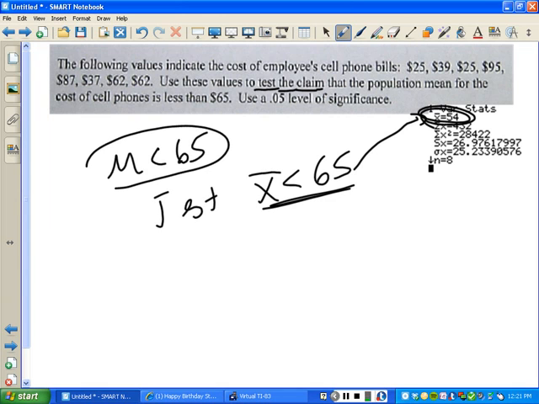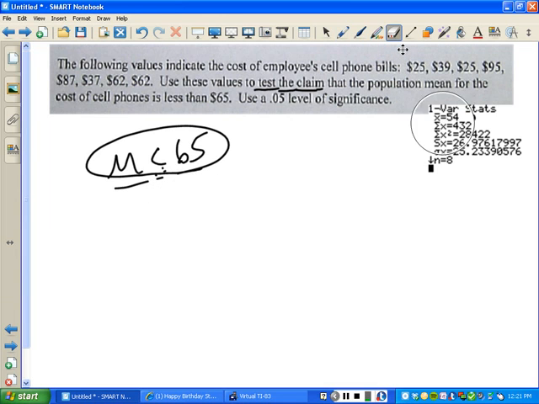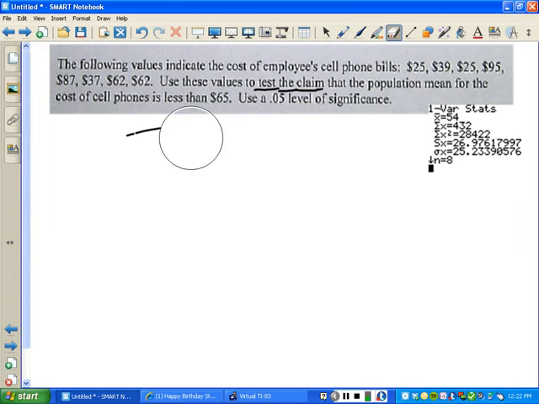This is the underlying question that we're interested in. Is the mean less than 65? Is that going to be H0 or H1? It's going to be H1. And why do we know it's H1? Because H0 must have an equal sign. Very good.